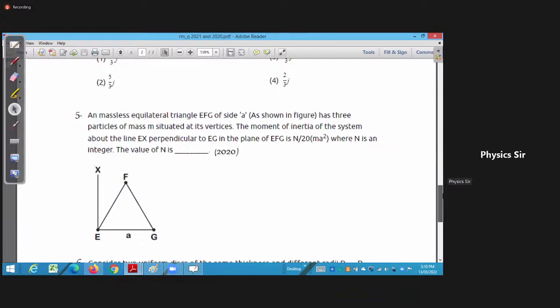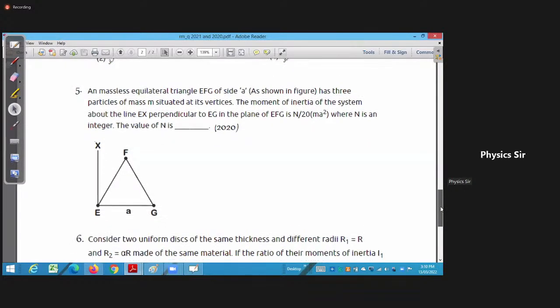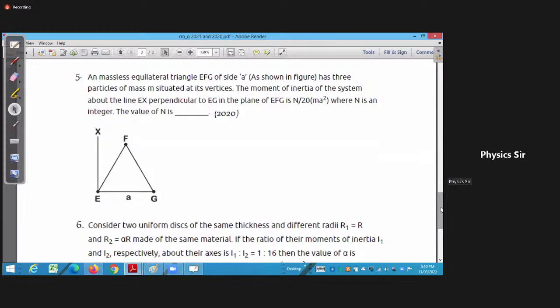Okay, so we can see this question. What is the question? A massless equilateral triangle EFG having the side a, as shown in the figure, has three particles of mass m situated at its vertices. Every corner of the triangle has mass m. The moment of inertia of the system about the line EX.